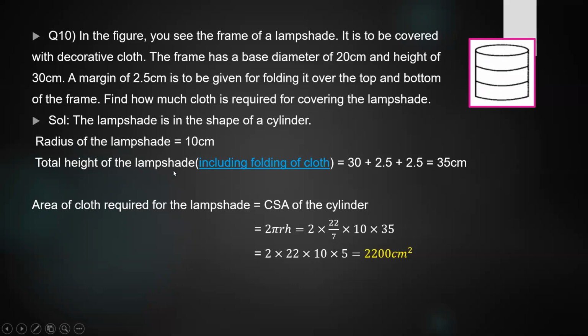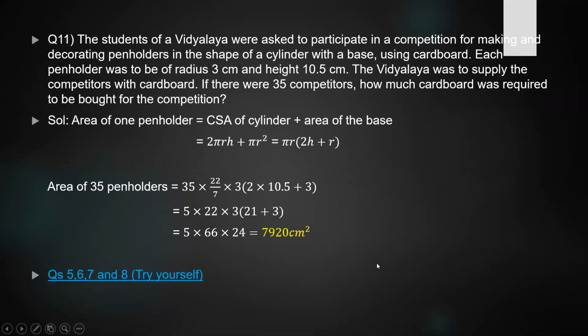The total height of the lampshade, including the folding of the cloth, is going to be folded inside the top and the bottom circles, which are open. That's going to give you 35 centimeters. So area of the cloth required for the lampshade is going to be CSA of the cylinder. Substitute the values, you will get 2200 centimeter square.